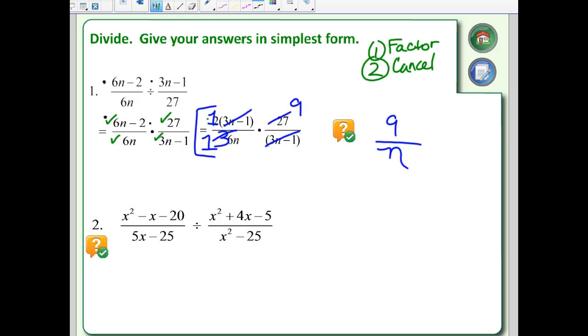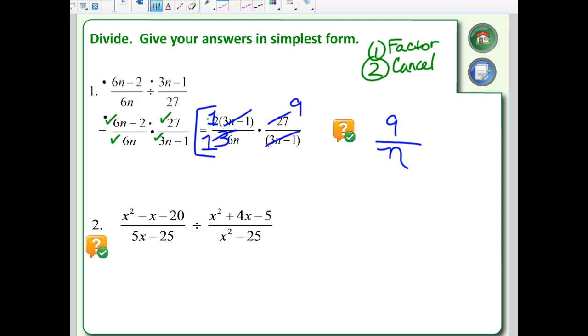The directions are going to say restrictions are assumed, and so we don't have to worry about them. Okay, so we're going to find out a whole lot of factoring going on. We're pretty much doing the exact same thing we did yesterday, except we've got to remember to multiply by the reciprocal, then we're going to factor, and then we're going to cancel. So let's look at number 2.